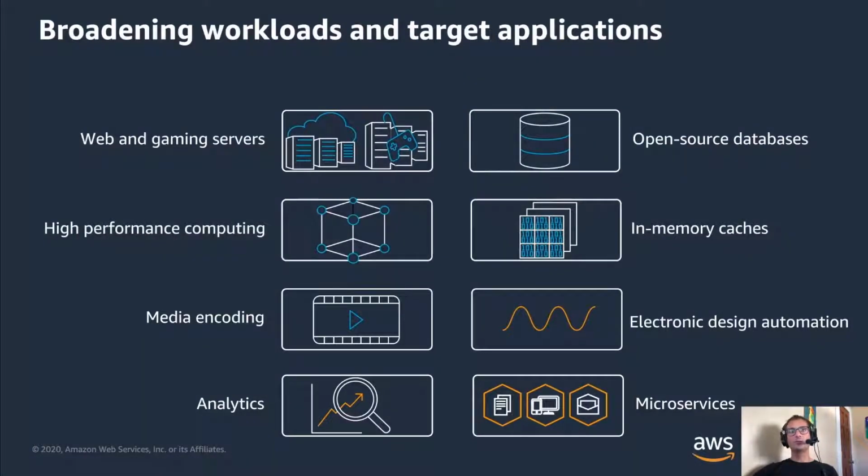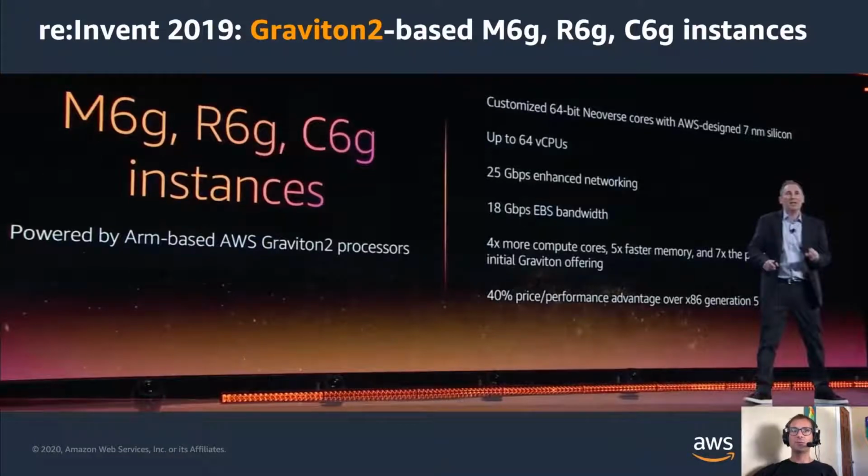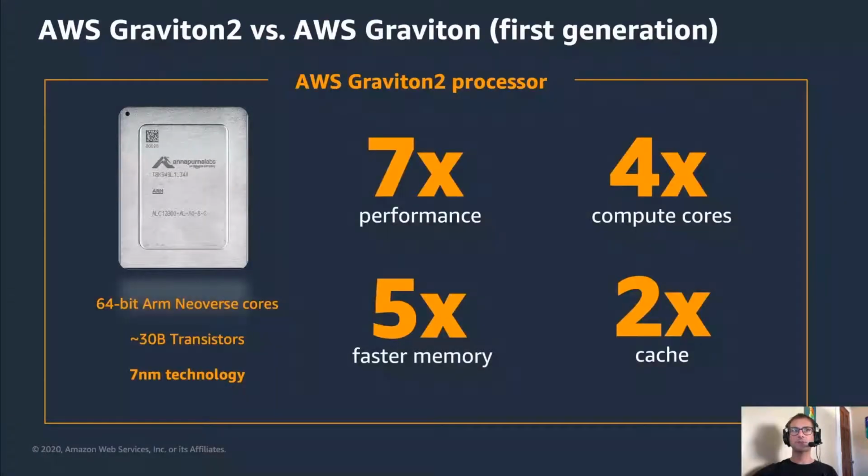We then received some feedback from those customers asking us to broaden the scope of Arm64-based instances to many different types of workload. And in 2019 at re:Invent, we introduced the Graviton2-based instances, 3 different families: M6g, R6g, and C6g instances. Those instances feature the Graviton2 CPU, and that second generation is definitely a leap forward compared to the previous one. It's still based on the 64-bit Arm Neoverse architecture, but it now offers 30 billion transistors compared to the 5 billion of the first generation.